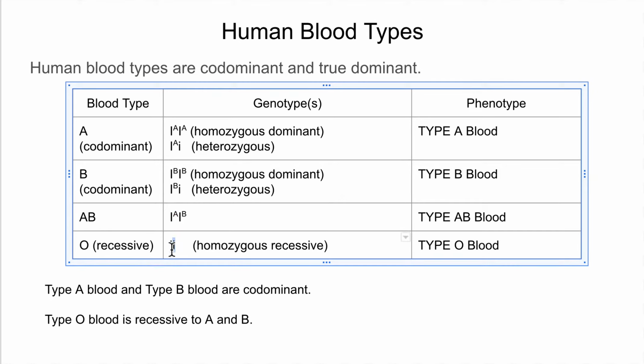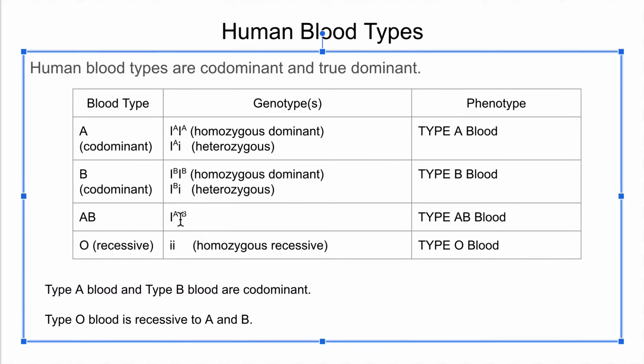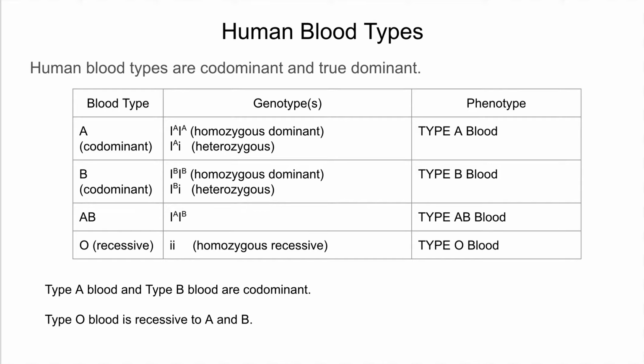And then I do have this recessive version, type O blood. In type O blood, it would be a lowercase i and a lowercase i, meaning both parents gave me the genes for type O blood. Right? So type A and type B are codominant. They are both dominant, and if you ever get both type A and type B blood, you see them both. So your blood type would be type AB blood.